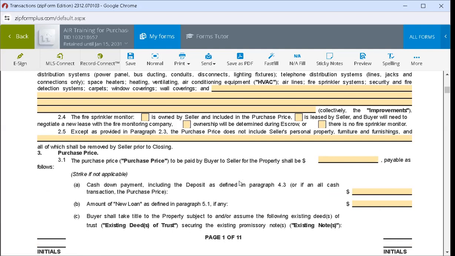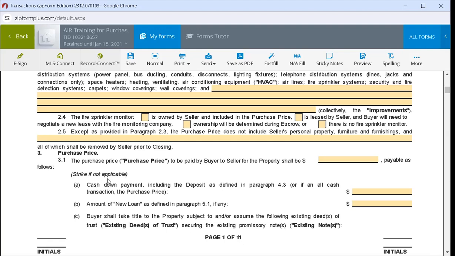So 2.5 is an exclusion. So it's telling you that this purchase price does not include the seller's personal property, furniture or furnishings. And if there was something else that was excluded, it would be typed in here. Normally as a buyer's agent, you're not going to be excluding things. Maybe the seller's agent will provide a counter and exclude something. So I point these out because it's something that both seller and seller's agent and buyer's agent need to be aware of specific paragraphs. All of them are important, but there's some they may need to counter on.